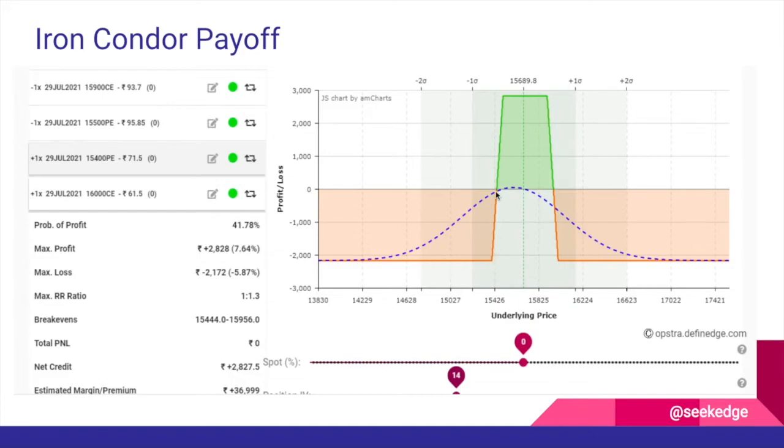The 15,400 put and the 15,500 put. Both you have to square off. So you will be in profit only, because when this is falling, this will be profitable. Left side will be profitable.